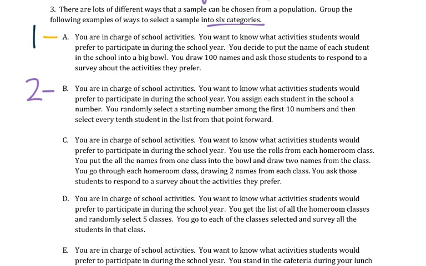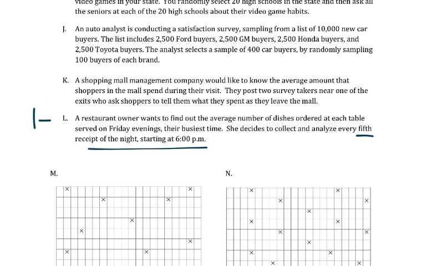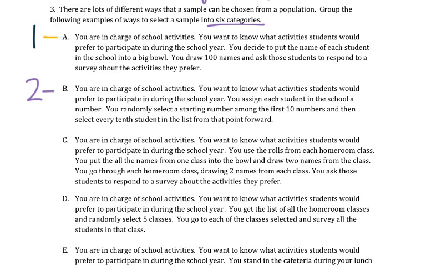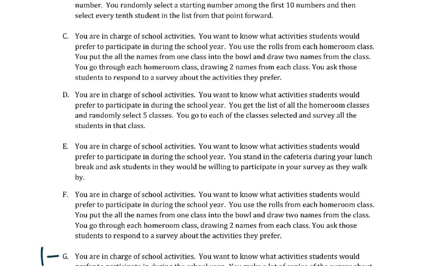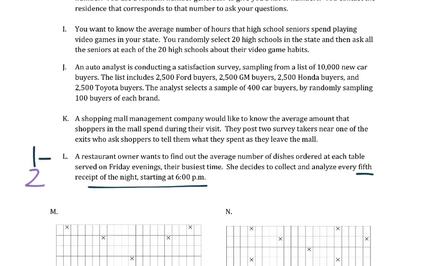Okay? It's not just random, which honestly, I think if we looked at L could kind of fit into this category too, right? Because it's got some sort of system. It's still pretty random, but there's that systematic approach to it. Alright, let's take a look at K. Okay, a shopping mall would like to know the average amount that shoppers spend during their visit. They post 2 survey takers near one of the exits who ask shoppers to tell them what they spent as they leave the mall. Okay, so they're systematically taking a look at these.